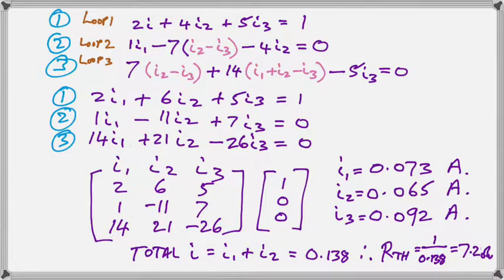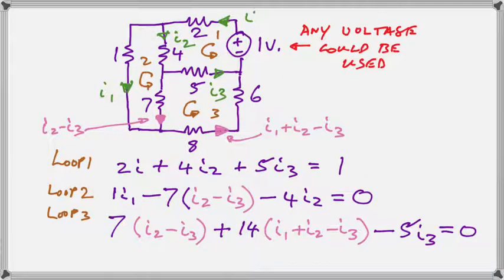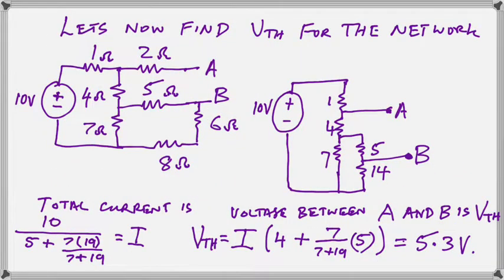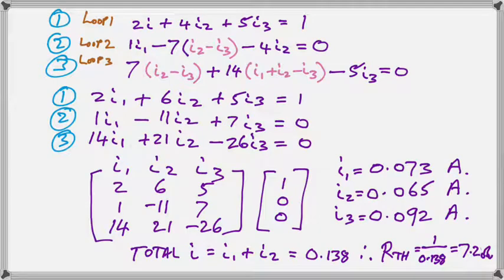Now, a quick look back at the diagram will show that the total current that the 1 volt source is providing is labeled I. And if you look a little over to the left, you will see that I divides into I1 and I2. So to find the total, we merely have to add I1 and I2 and then take the reciprocal of that, and that is our RTH, which works out to 7.2 ohms.